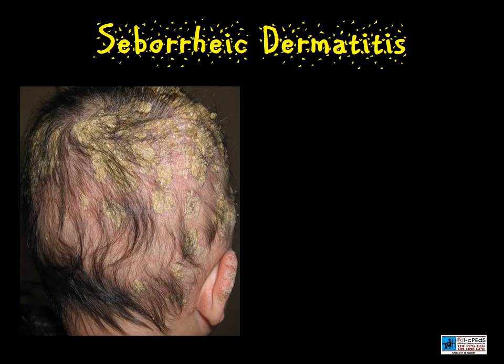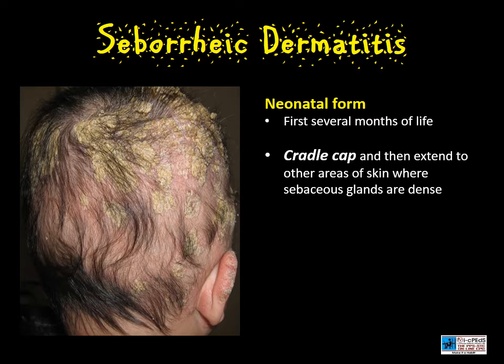Seborrheic dermatitis is a papulosquamous disorder affecting the areas with most sebum, such as the scalp, face, and trunk. There is known to be an association with skin yeasts of Malassezia species. This is thought to be due to a reaction to the yeast rather than a simple infection. Overactivity of the sebaceous glands in the newborn may be a factor to cause the yellow, crusty, greasy scaling on the scalp and is known as the cradle cap.